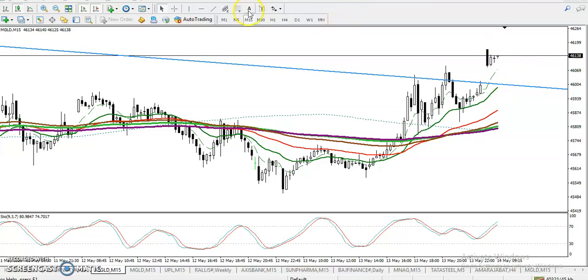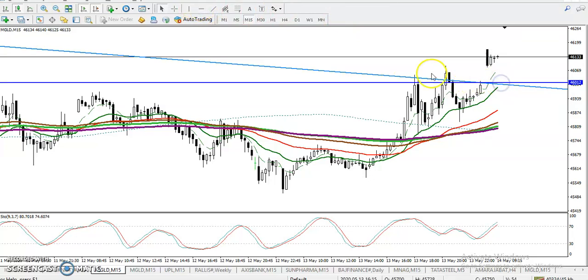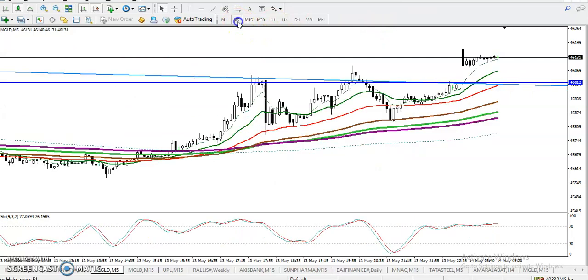Let me draw a support by connecting the 20 moving average somewhere here. So we have seen this area act as a strong support, because diagonal and horizontal both act as a support in this area. All right, now see in a small time frame.